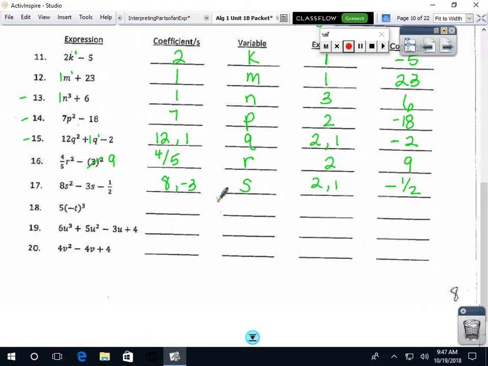Alright, number 18 is a little bit weird because you technically have a 5 times a negative 1t cubed. Okay, there's an understood negative 1 beside this. So the coefficient of t is actually just the negative 1. Okay, the variable is t. The exponent is 3, and then for this one there is no coefficient, no constant, so it's like plus 0.